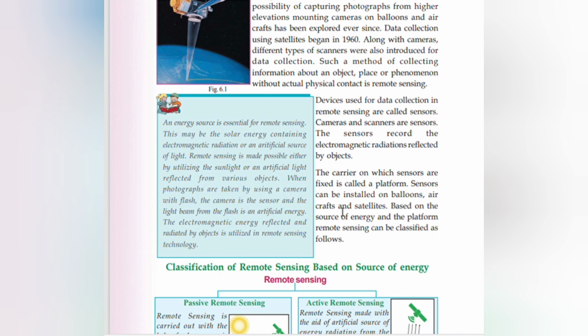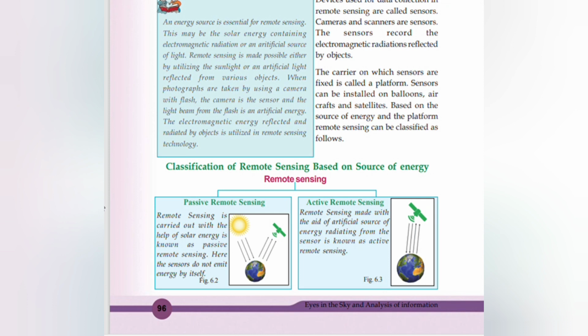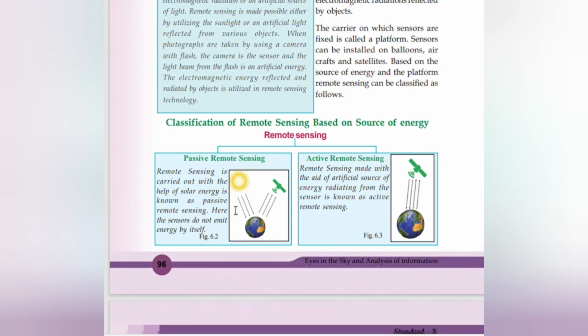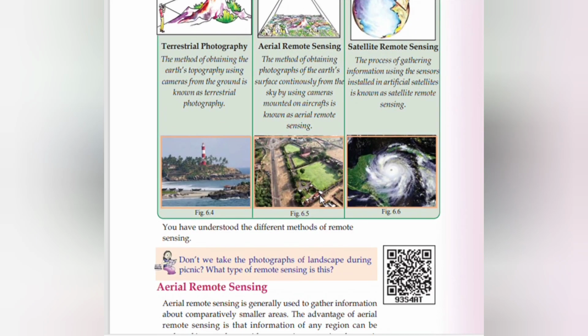Based on the source of energy and the platform, remote sensing can be classified as follows. Classification of remote sensing based on source of energy. Passive remote sensing: remote sensing carried out with the help of solar energy is known as passive remote sensing. Here the sensors do not emit energy by themselves. Active remote sensing: remote sensing made with the aid of an artificial source of energy radiating from the sensor is known as active remote sensing.